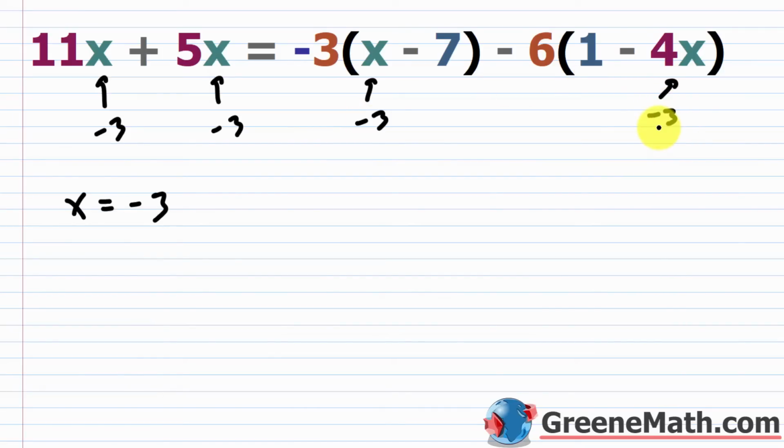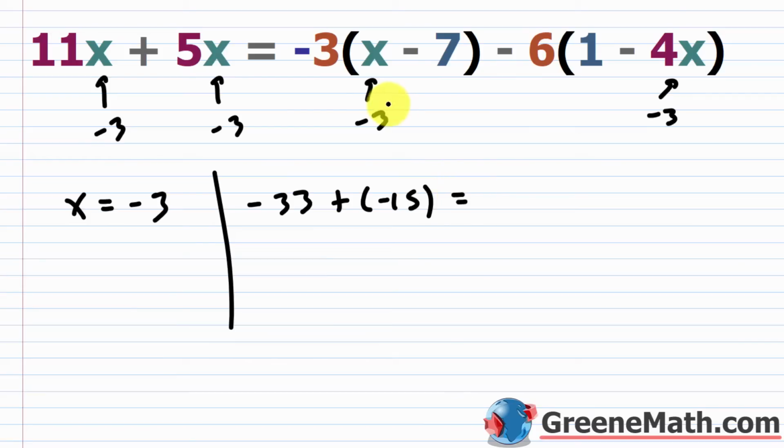So if you got the correct solution, then basically the left and the right side will be the exact same number. Okay, so if you didn't get the right answer, then you'll have some mismatch there. So let's go through and crank this out. 11 times -3 is -33. And then 5 times -3 would be -15. So plus -15.